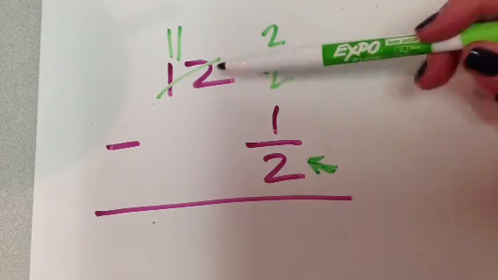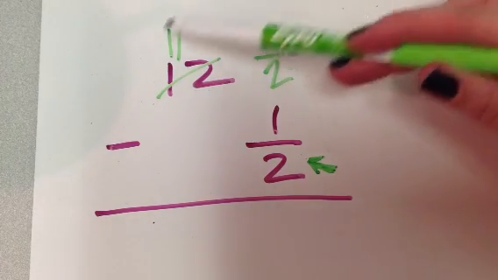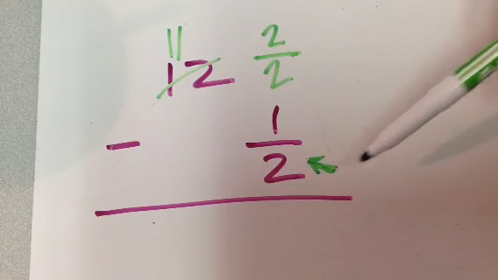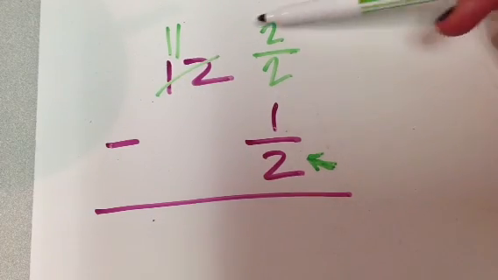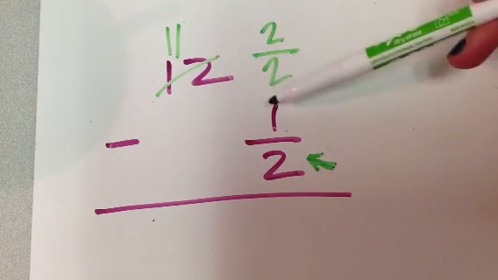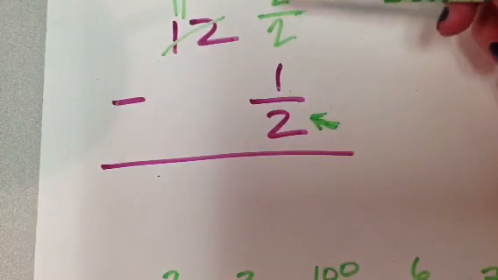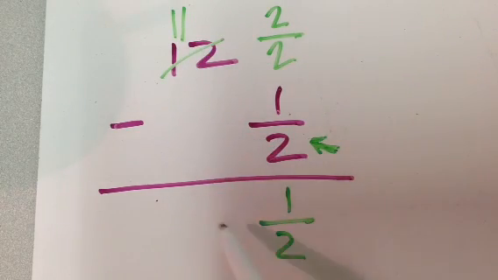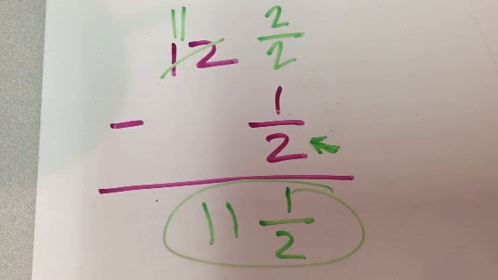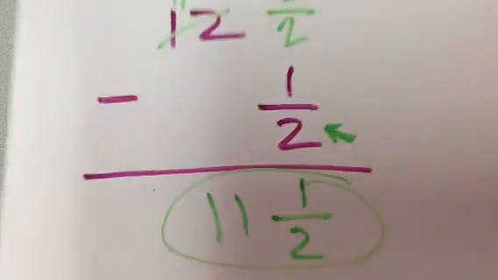Okay, so now I've turned this into a mixed number, right? I can now subtract this fraction from this fraction because I've borrowed and filled the fraction spot. Okay, so 2 minus 1 is 1. My bottom number stays the same. 11 minus 0 is 11. So there's that 11 and a half that I just sort of knew that 12 minus a half was going to equal. Let's look at another example.